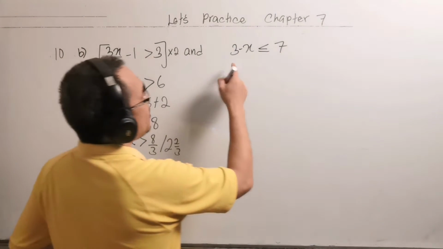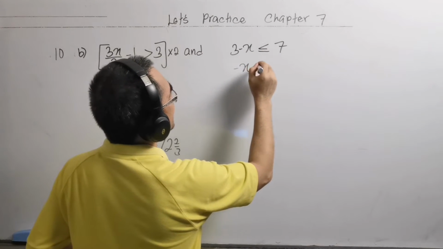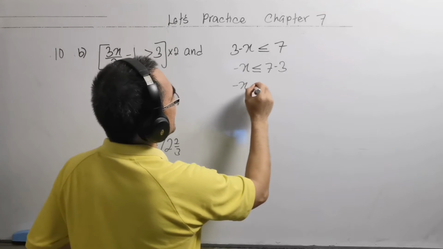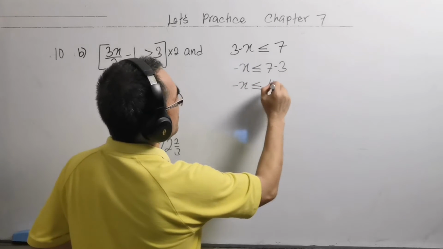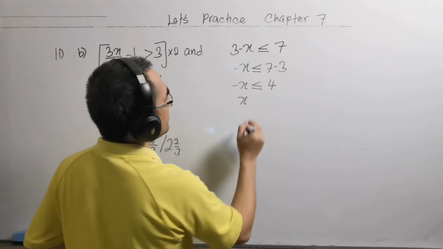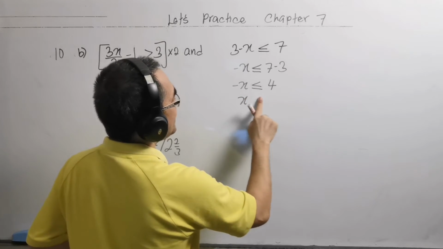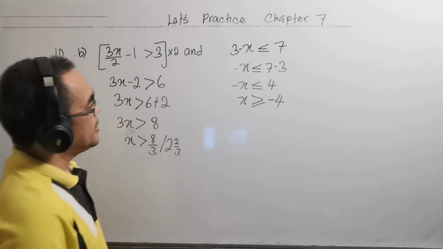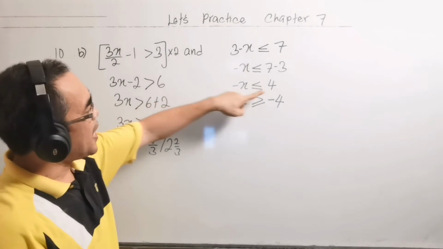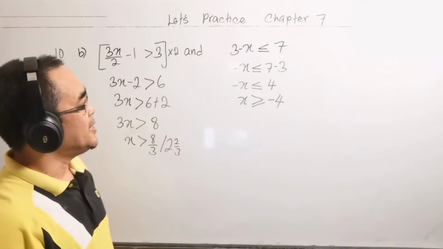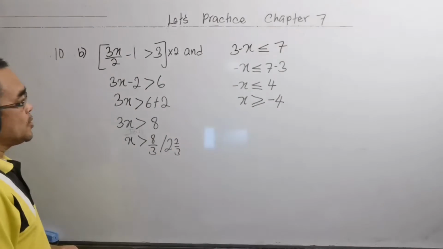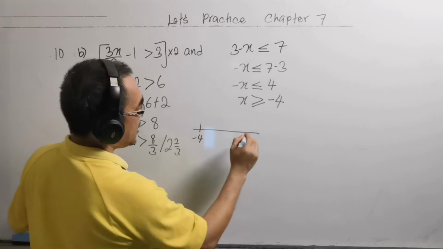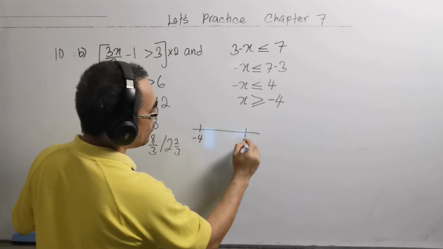Okay, so this one, just move that 3, less than 7 minus 3. So negative x is less than 4. So x will be larger than negative 4. Okay, why? Because I divide this by negative 1, I divide this by negative 1, so x is larger than negative 4. So we draw a straight line, negative 4 and 2 and 2 over 3 or 8 over 3.